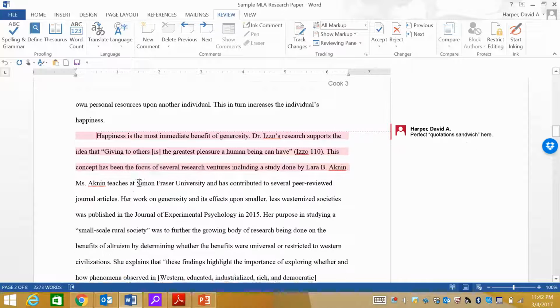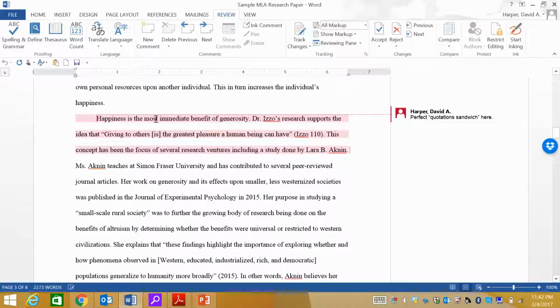Okay? Here's another perfect quotation sandwich. Happiness is the most immediate benefit of generosity. So that's her words in the introductory topic sentence. And then Dr. Izzo's research supports the idea that giving to others is the greatest pleasure a human being can have. It's a little bit of a shorter introduction because Dr. Izzo has already been introduced as well as his credentials. But there's the introduction, there's the quote, and then she explains, she processes it with her own perspective.